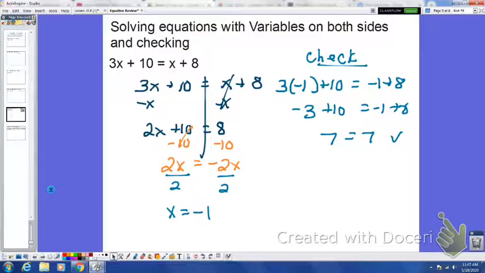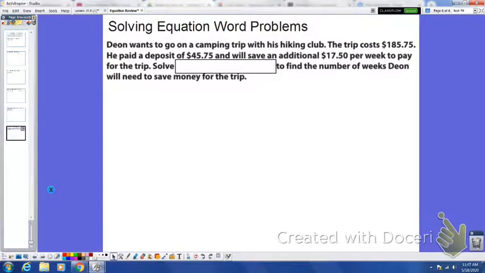Okay, one last thing. Going over some word problems. So Dion wants to go on a camping trip with his hiking club. The trip costs $185.75. He paid a deposit of $45.75 and will save an additional $17.50 per week to pay for the trip. Solve an equation. We're going to have to figure out what it is first to find the number of weeks Dion will need to save money for the trip.